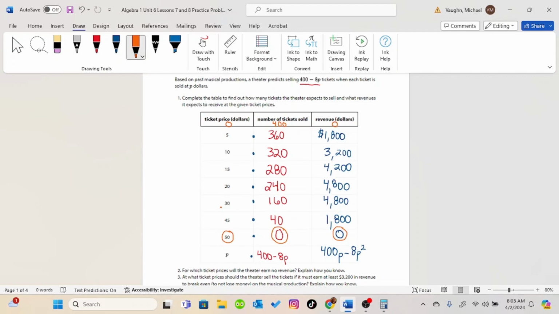So the ticket prices could be $0 and $50. At $0, we could give away all 400 tickets, but we wouldn't make any revenue. And then at $50, the tickets would be so expensive, nobody would buy any, and we would have no revenue.